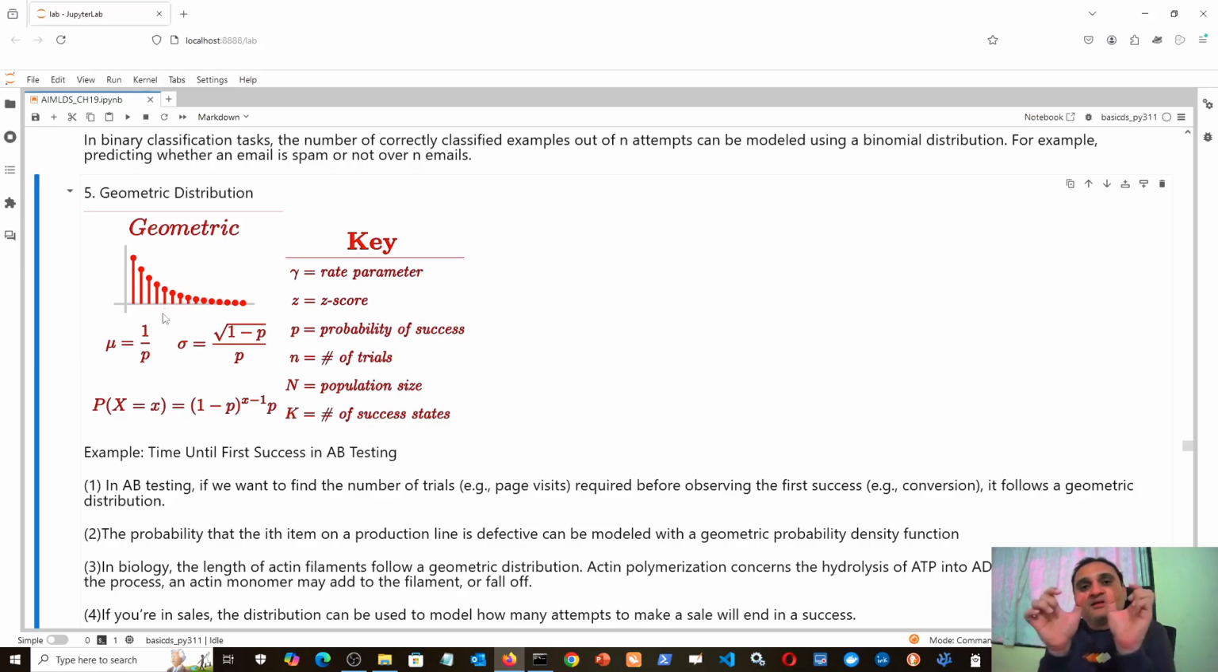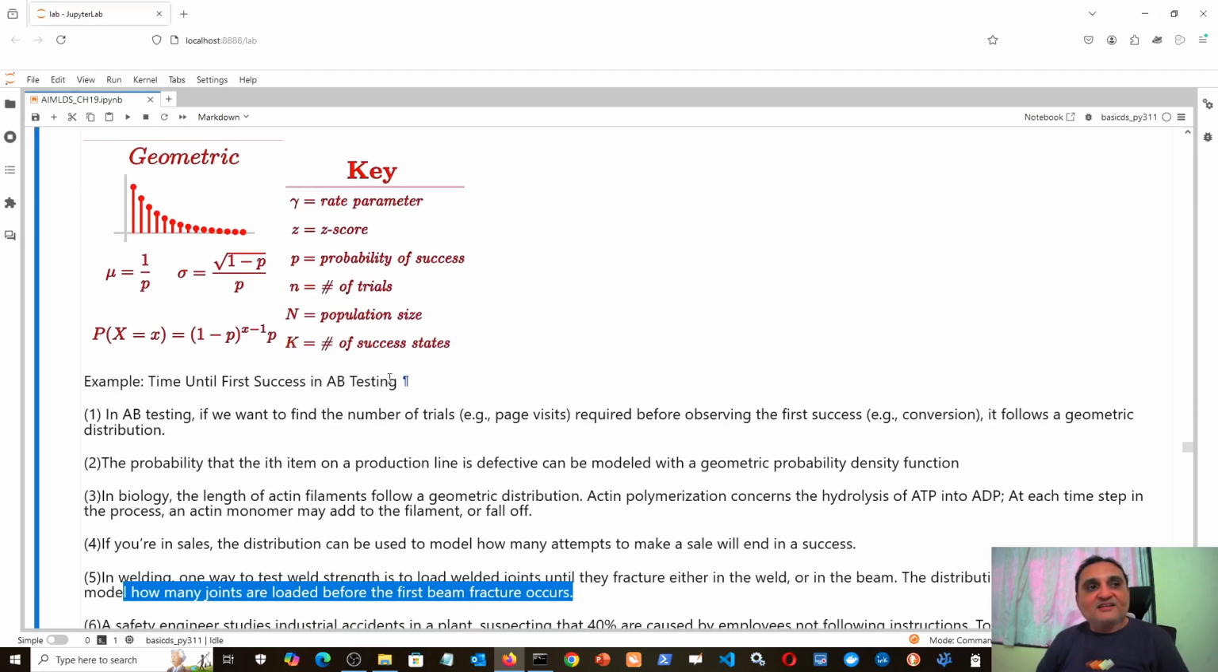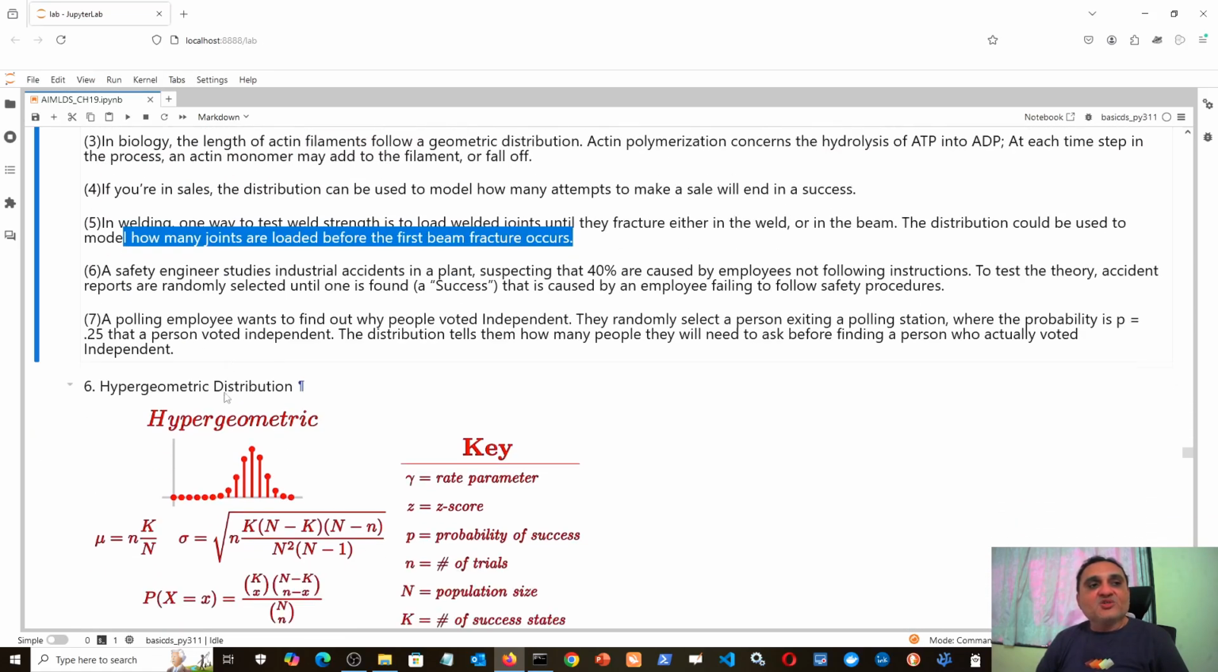So a beam, that is one piece of beam, second piece of beam, third piece of beam put adjacent to each other. How many such joints are allowed without compromising the structure safety? That can be found using geometric distribution.